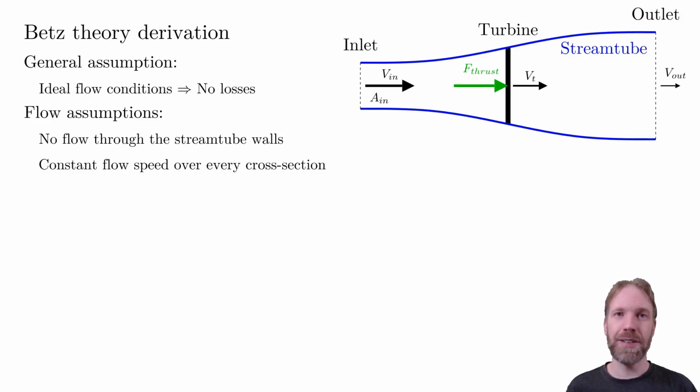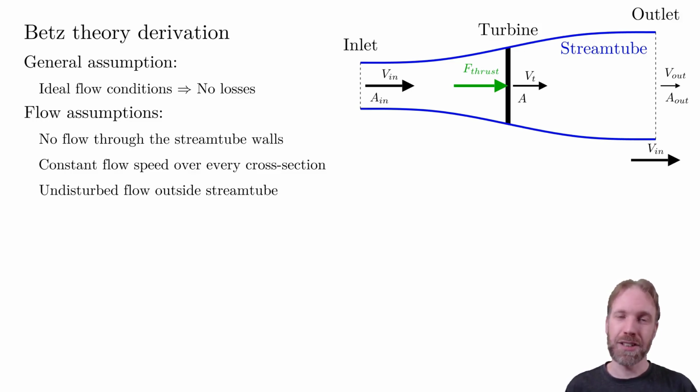Let's now introduce the area of the stream tube A in at the inlet, the turbine area A, and the outlet area A out. We assume undisturbed flow outside the stream tube. This is especially important for the outlet due to energy conservation, as we assume that we only decrease the flow velocity inside the stream tube. The implication here is that we can only absorb energy from the flow that actually passes through the turbine, while we don't change the energy of the flow outside the turbine, hence undisturbed flow velocity.